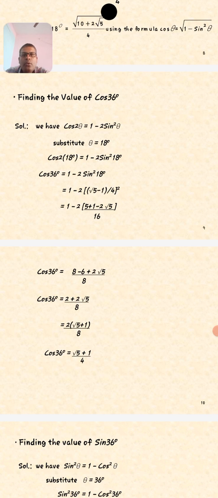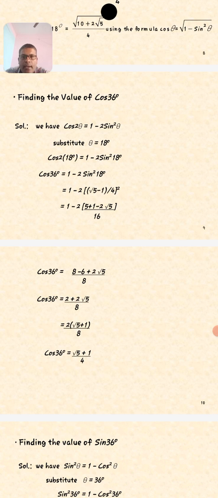What is the value? Root 5 minus 1 by 4 whole square. Square means root 5 minus 1 by 4 whole square. That is equal to 1 minus 2 into, now write a minus b whole square, we get 5 plus 1 minus 2 root 5 by 16. Okay, now we see here the cos 36 degrees is equal, we do the simplification, we get 8 minus 6 plus 2 root 5 by 8.